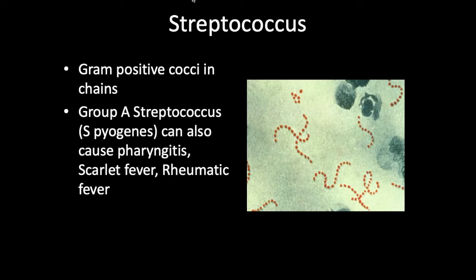Streptococcus are also found on the skin surface. They are described as gram-positive cocci in chains. One type of Streptococcus, Streptococcus pyogenes, is responsible not only for some skin infections, but also for pharyngitis and scarlet fever.